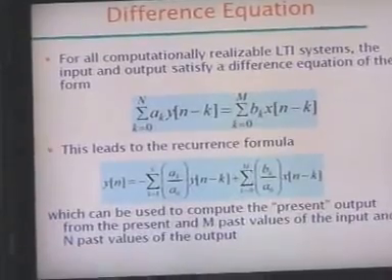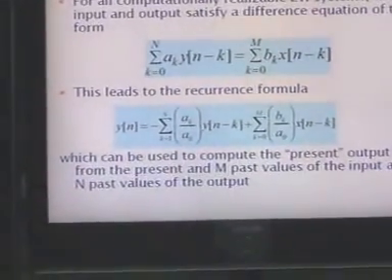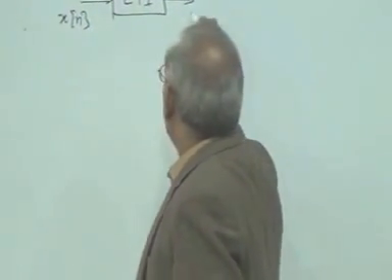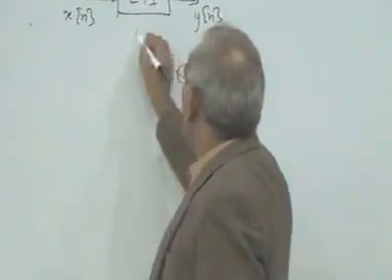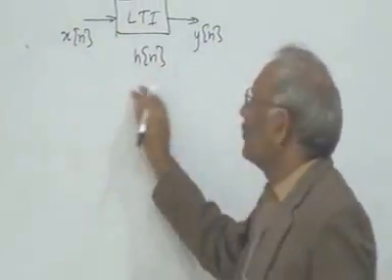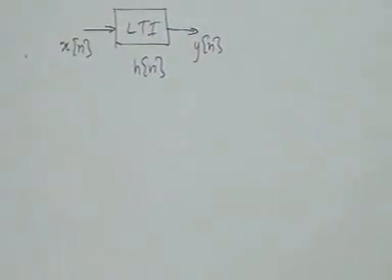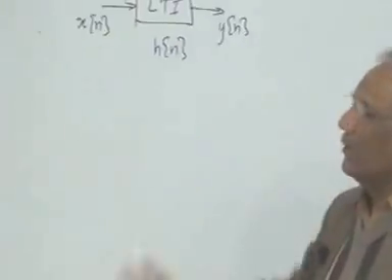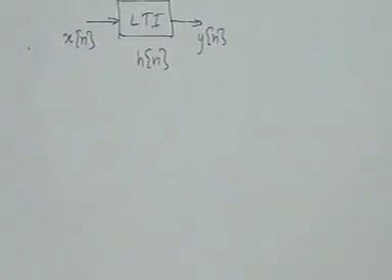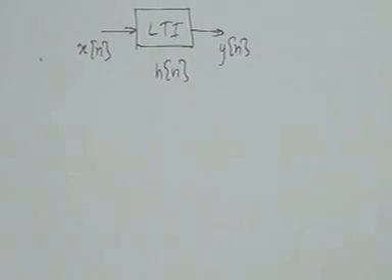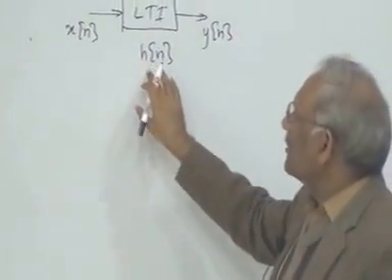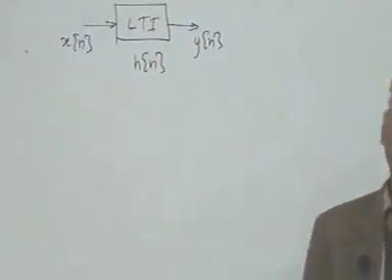Now this also you have already seen, but let's quickly go through it. If you have an LTI system, input x of n, output y of n, one thing we studied is h of n, the impulse response. Given the impulse response, we can find out the output for any given input. We have already seen this using convolution. Now this h of n is the impulse response, and this is taken as a property of this system.